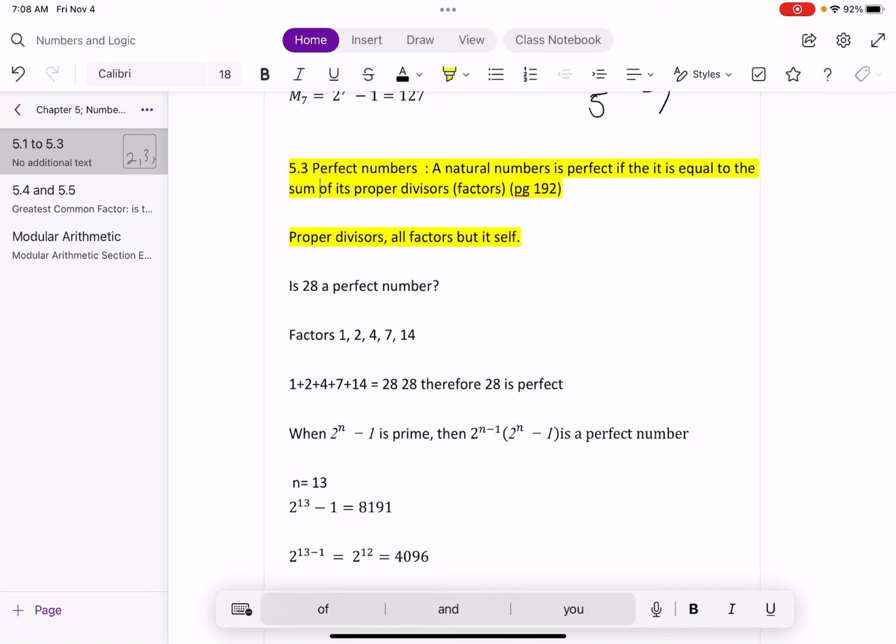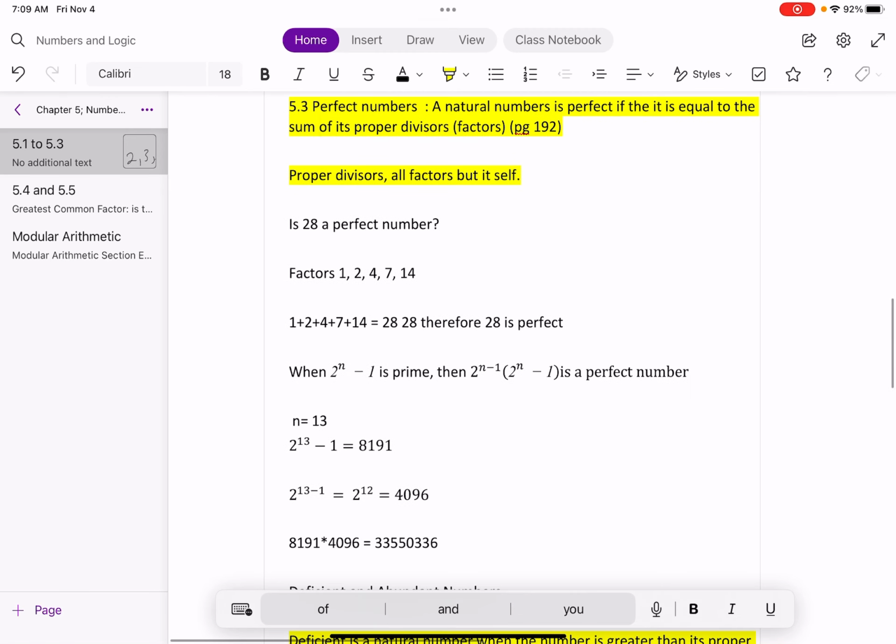For example, 28 is a perfect number. The factors 1, 2, 4, 7, and 14 are all factors of 28. We don't include the final number because we're looking for the proper factors. Obviously 28 can go into itself, so we're listing all the numbers but not itself. Now if I add them up, 1 plus 2 plus 4 plus 7 plus 14, I get 28. Therefore, 28 is perfect.